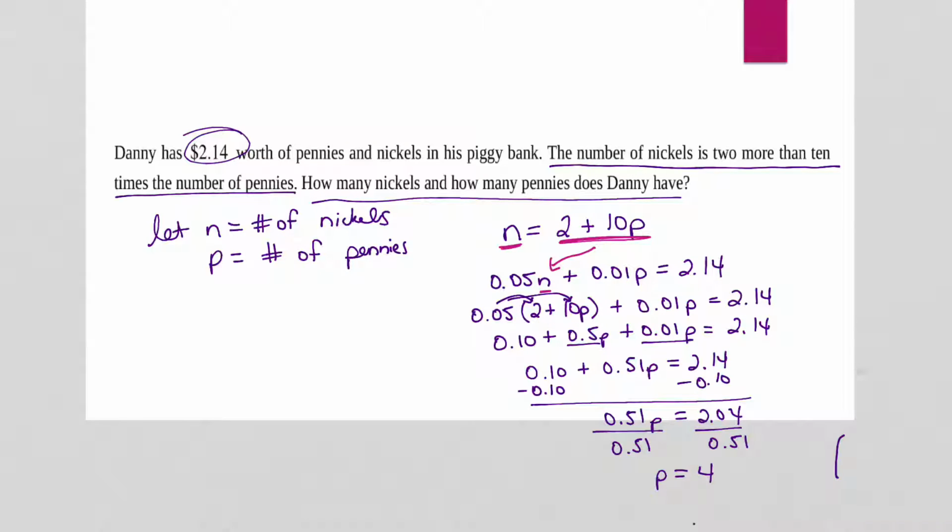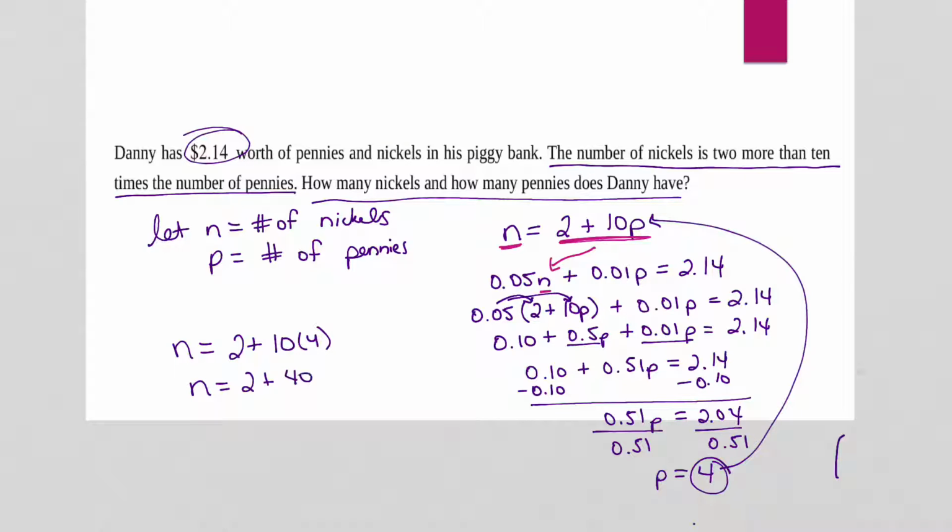But let's see how many nickels he has. So I'm going to take this 4 right here, and I'm going to put it in for that p. So the number of nickels is 2 plus 10 times 4. So he has 42 nickels and 4 pennies in his piggy bank.